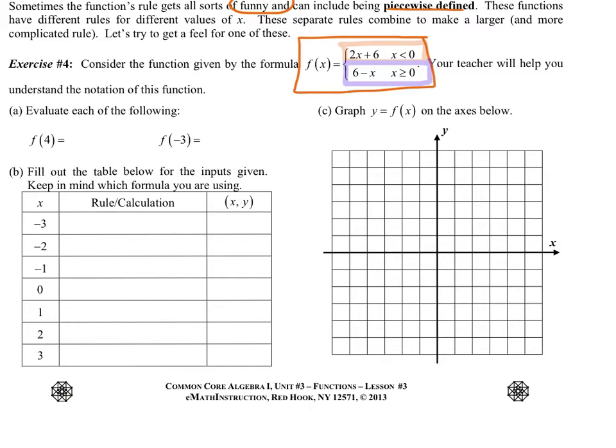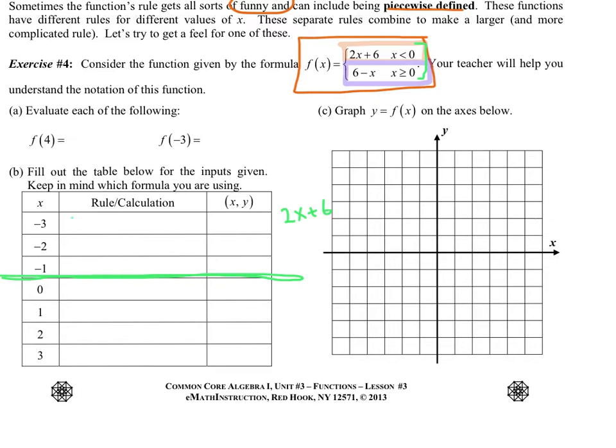So here's what I'm going to do. I'm going to go into the table. And this function breaks at 0. So what I'm going to do is I'm going to draw a line right before 0. So we're going to look at all values when x is less than 0, and then values when x is more than 0 or equal to 0. So when x is less than 0, our calculation is, let's do 2x plus 6.